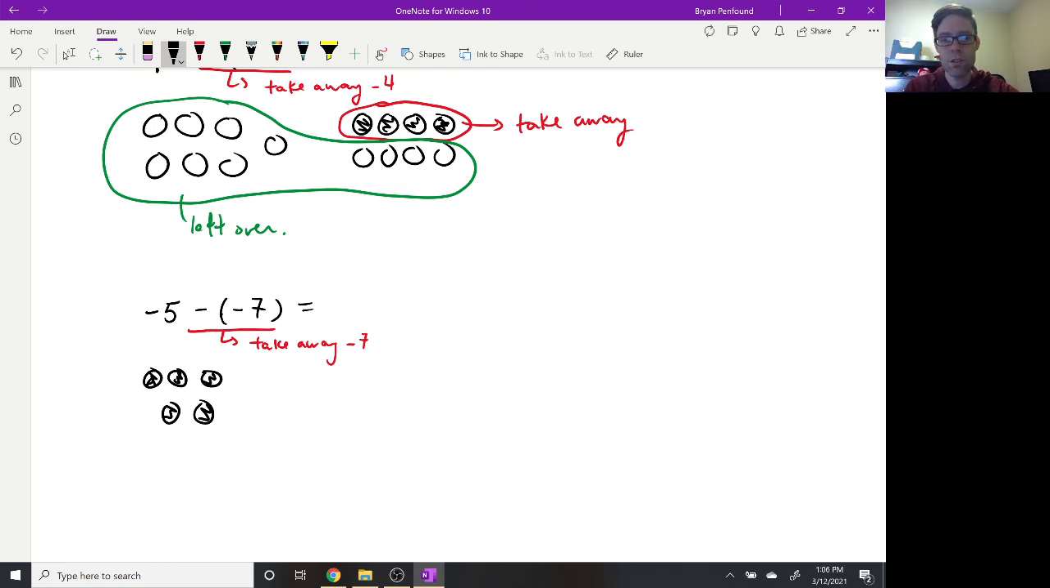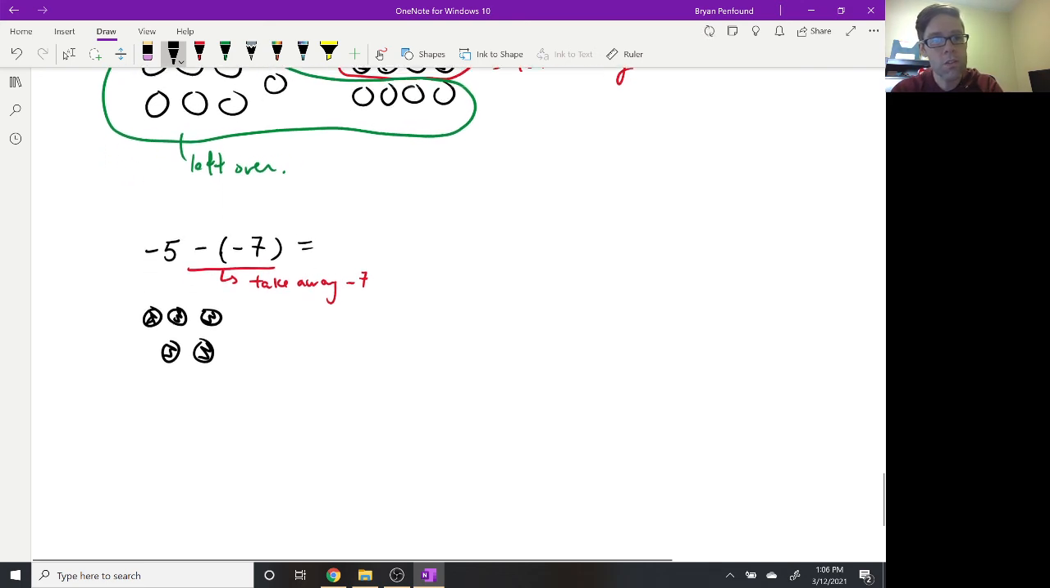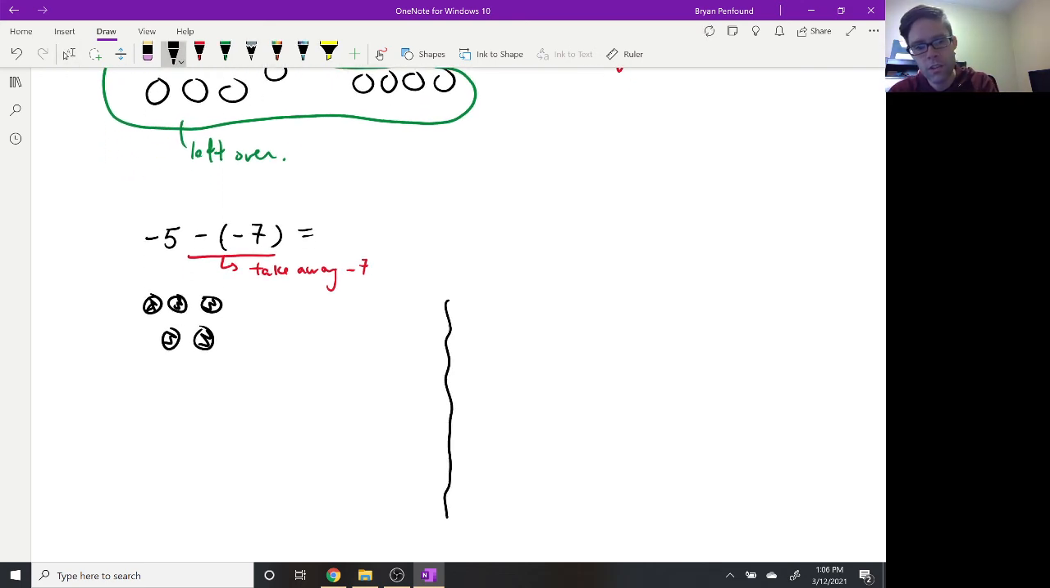What I've seen students do is just add in 7 zero pairs, and then they're going to have to simplify some stuff. So I'll show you the standard approaches. One approach is to say, okay, I don't have enough to take away, so let's add in 1, 2, 3, 4, 5, 6, 7 zero pairs. So this is the long way. Students will add in 7 zero pairs, and then say, okay, now that I have enough, let me take these away.